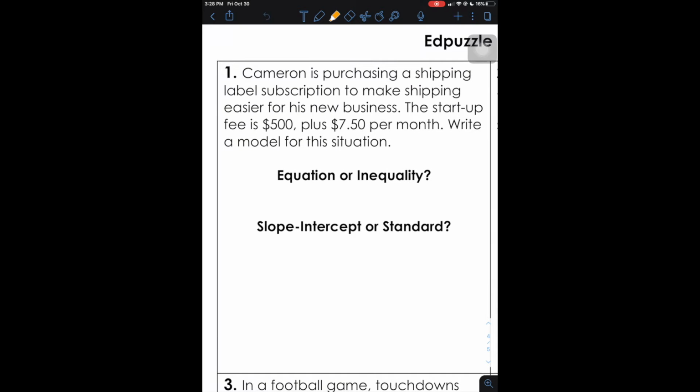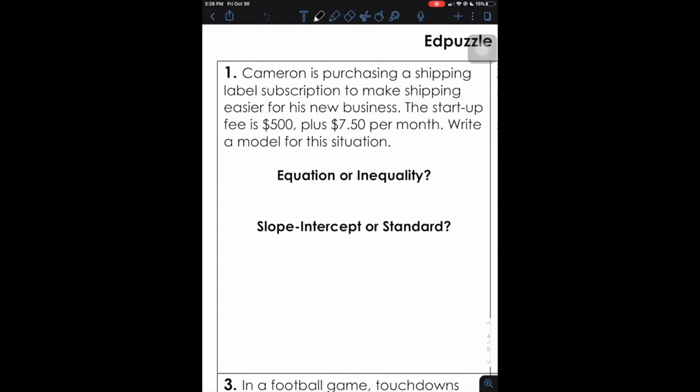Hey you guys, this is another EdPuzzle video, of course, and I'm working off of packet 5, which is creating inequalities, and this is the last page of that packet, page 4. So I guess we can go ahead and get started.